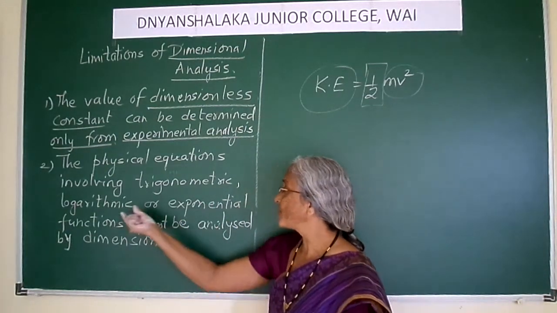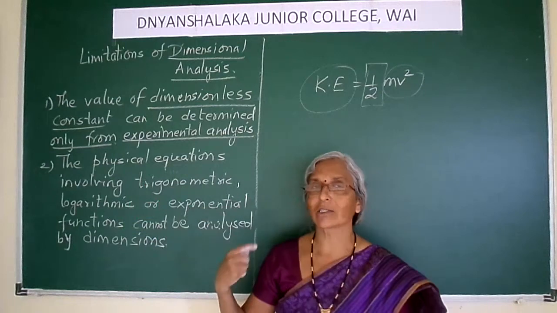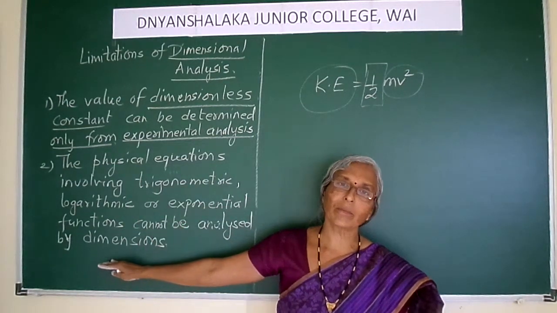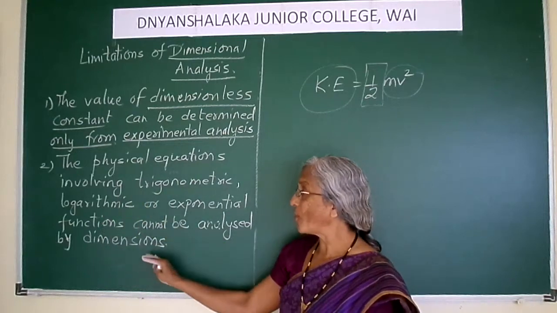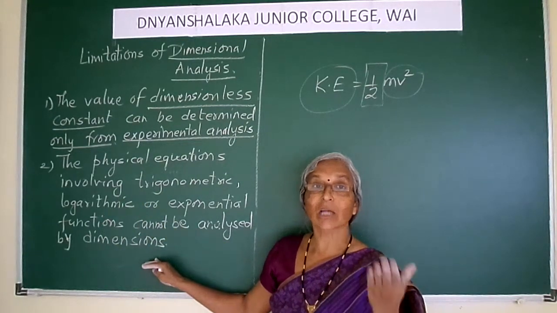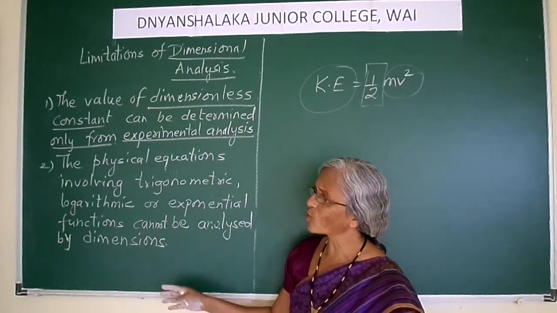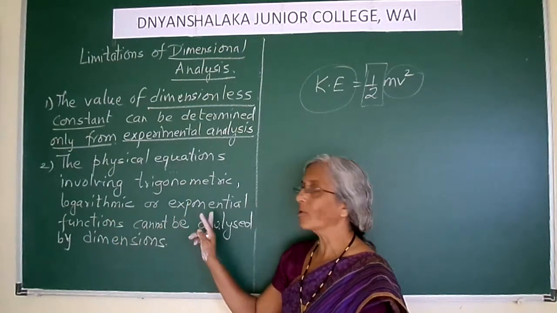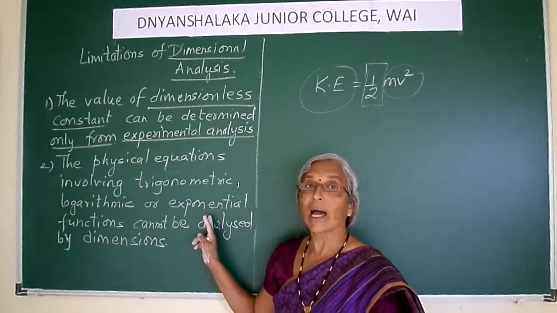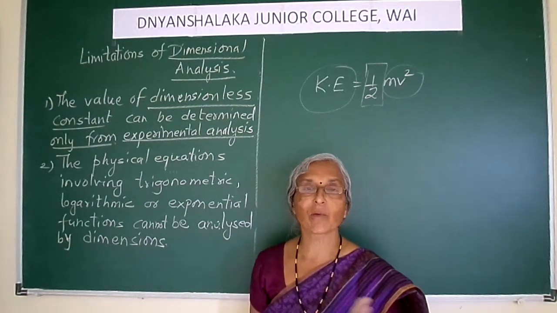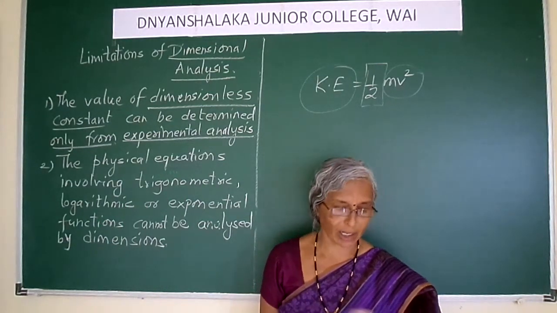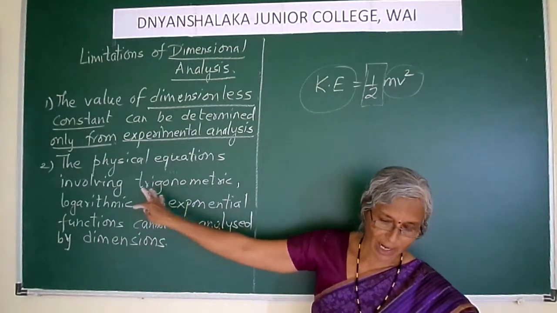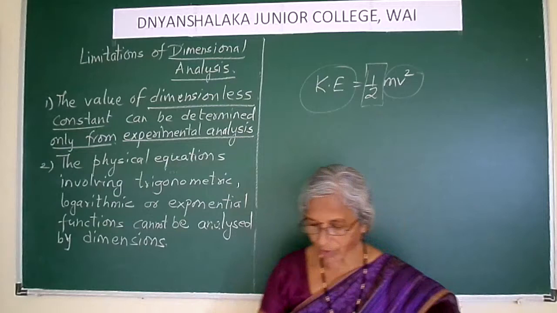So if any physical equation has such functions, you cannot analyze them dimensionally. As we go deep into physics, as well as in chemistry, you will find so many physical equations which are trigonometric functions, logarithmic functions or exponential functions. And if at that time you try to prove the validity of this by dimensional analysis, it is not possible, because that is the limitation of dimensional analysis. Are you getting it, students?